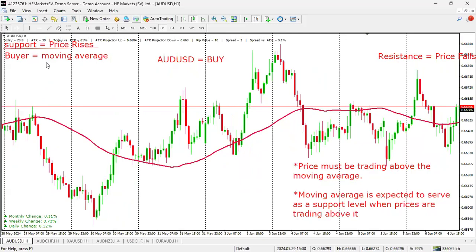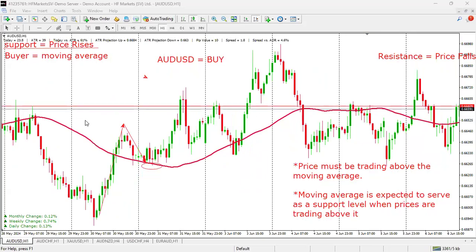Look at this. Look at nice levels. Price moves above, offers us a retracement to this level. Price found support, it was able to rise. Again, for example, you couldn't have entered at the peak. Price again offered us another retracement back towards the moving average. Again, price was able to rise.